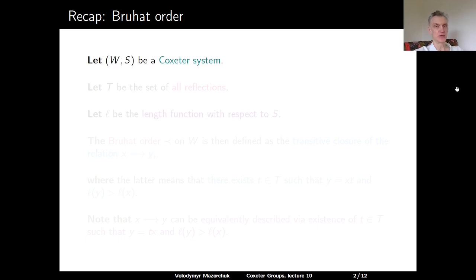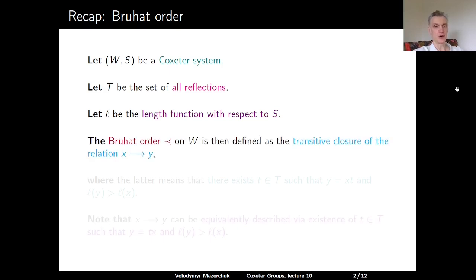Let (W, S) be a Coxeter system, and let T be the set of all reflections in W. So these are conjugates of elements in S. Let L be the length function with respect to S. So S is a set of generators. Each element can be written as a product of generators, and the length of an element is the length of the minimal product of generating elements such that we can write this element in W as that product of generating elements.